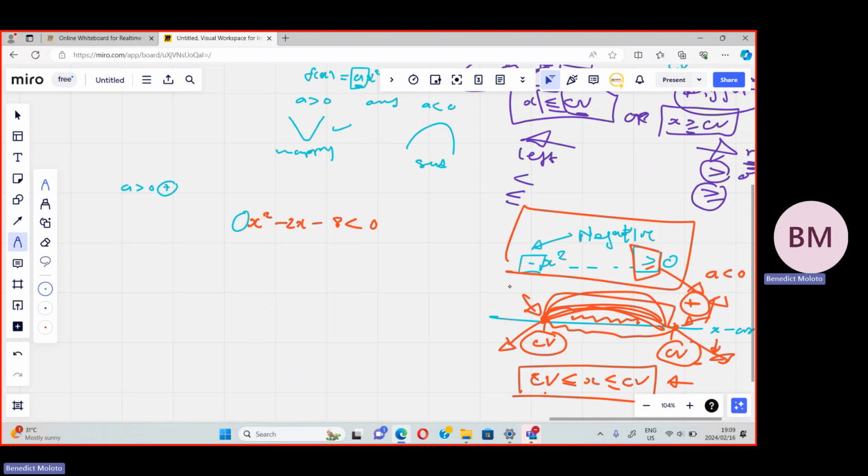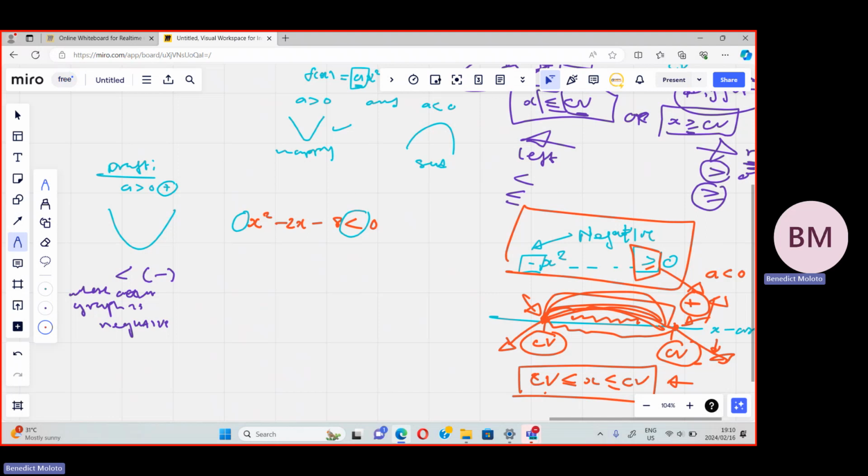Because it's positive, the shape of the graph becomes like that. Less than means negative, which means we want where our graph is negative. Where our graph is negative, then the question is, how are we going to solve it?